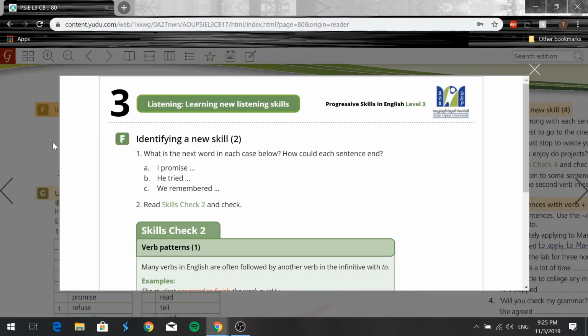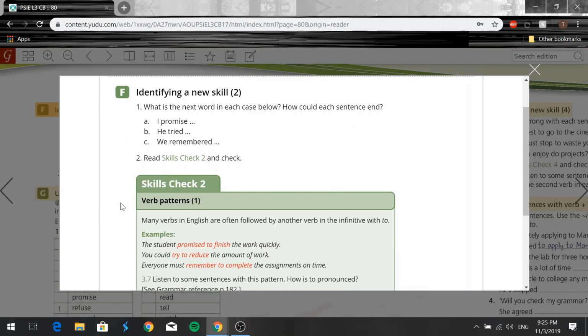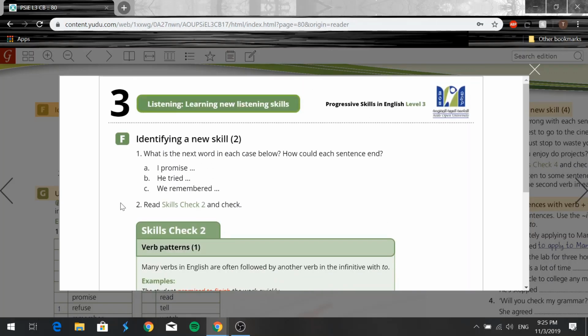Right, so what do we have here? Here we have, what is the next word in each case below? How could each sentence end? Right, so we have, I promise, he tried, and we remembered. Well, I could say, what is the next word in each case below? How could each sentence end?